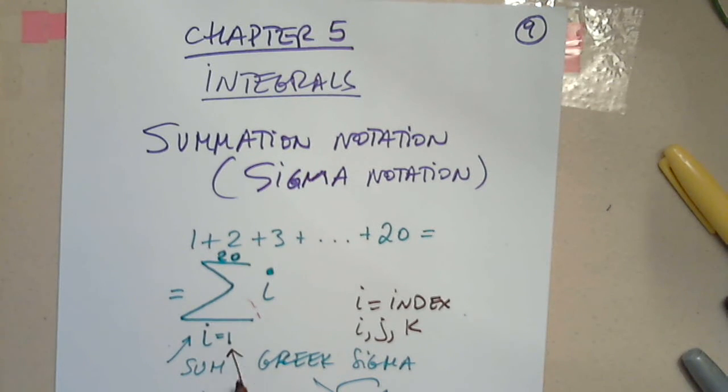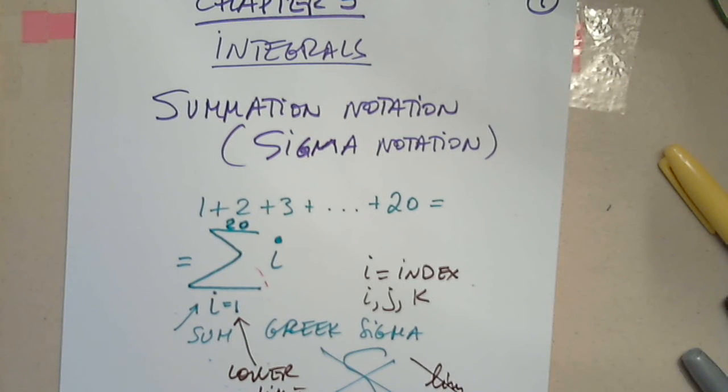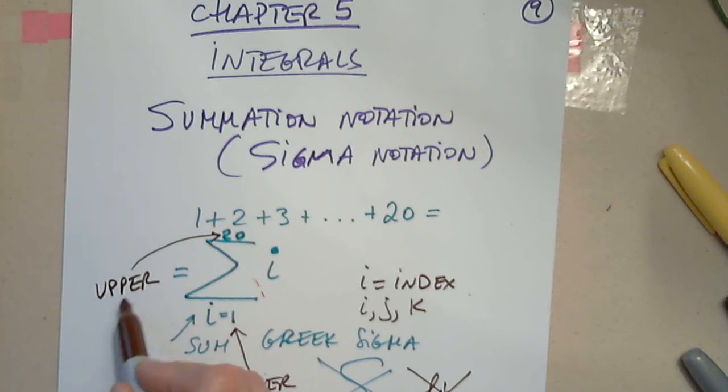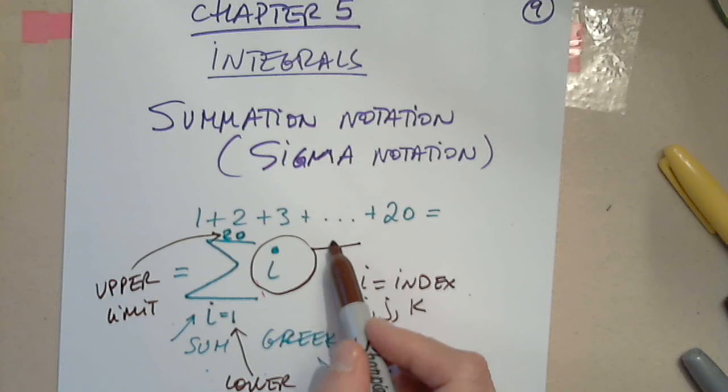1 represents the lower limit. It has nothing to do with the notion of limit, nothing. It just says, where do I start? What is the starting point? By chance, there is no connection to this, it's called the lower limit. Of course, this will be called the upper limit. And this is the generic term.